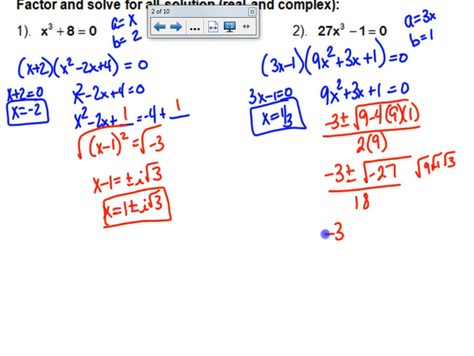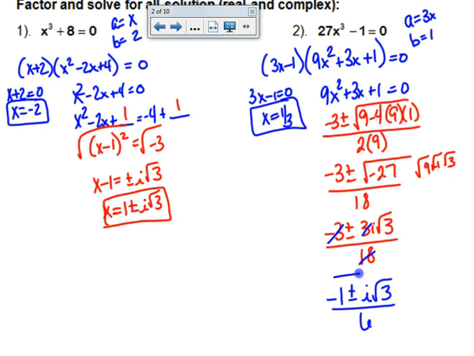So we're going to say that's negative 3 plus and minus 3i square root of 3 all over 18. And that's no good because we know that the 3, and the 18 can all be divided by a 3. So my final answers are negative 1 plus and minus 1i square root of 3 all over 6. And those are the 2 imaginary answers. Here's my 1 real answer. I found all 3 answers.